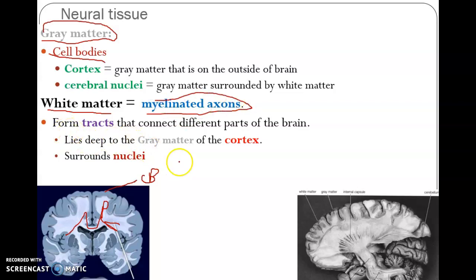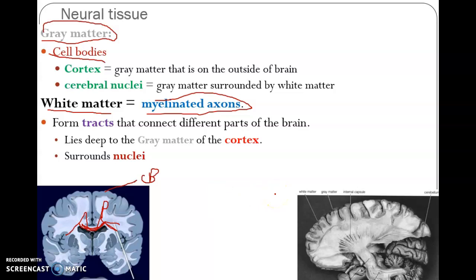Now, the myelinated axons are going to form something called tracts. This isn't what Thomas the Tank Engine goes on. This is myelinated axons that connect different parts of the brain. So right here is a tract called the corpus callosum. It's a big body, and that connects your left brain with your right brain.